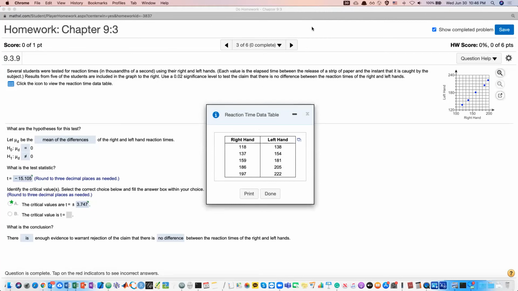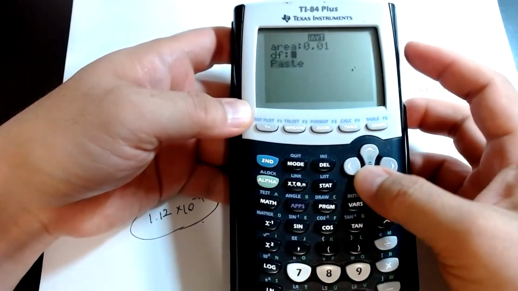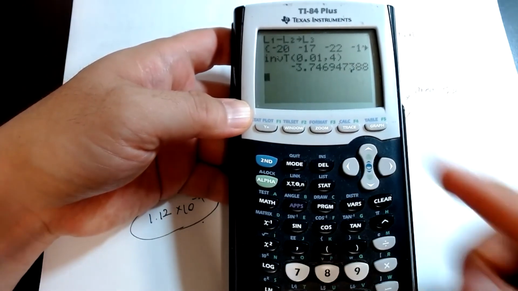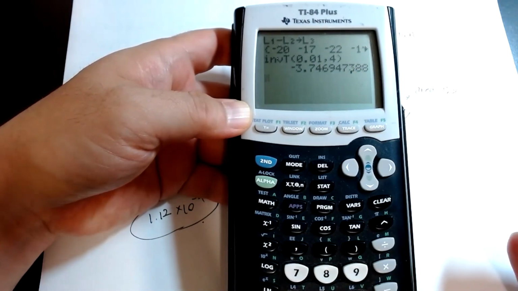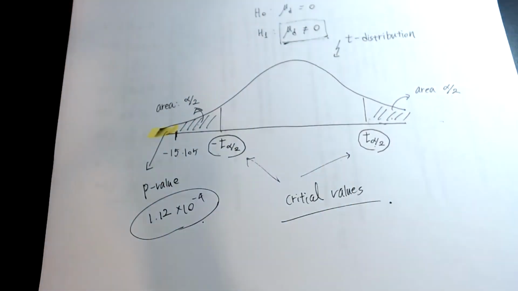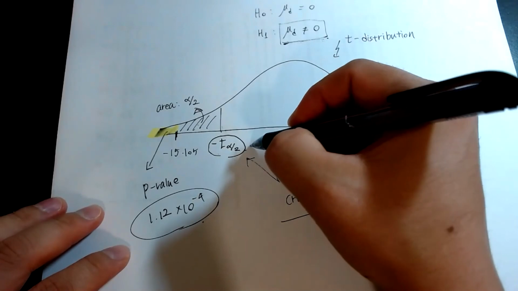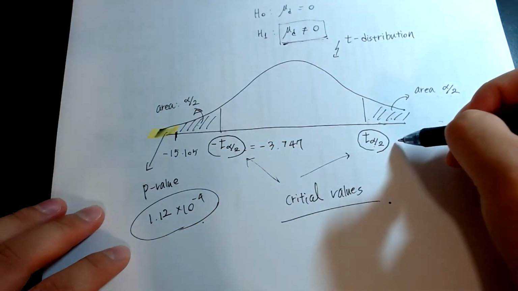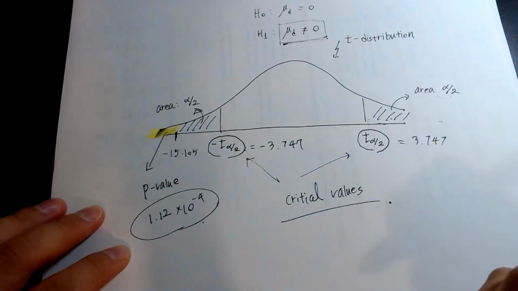Okay. So now back to the calculator. DF is 4. We paste. Okay. So now enter. Then you can see negative 3.747. Okay, that's the negative t alpha over 2. So this is negative 3.747, and this is a positive 3.747. Okay. All right.